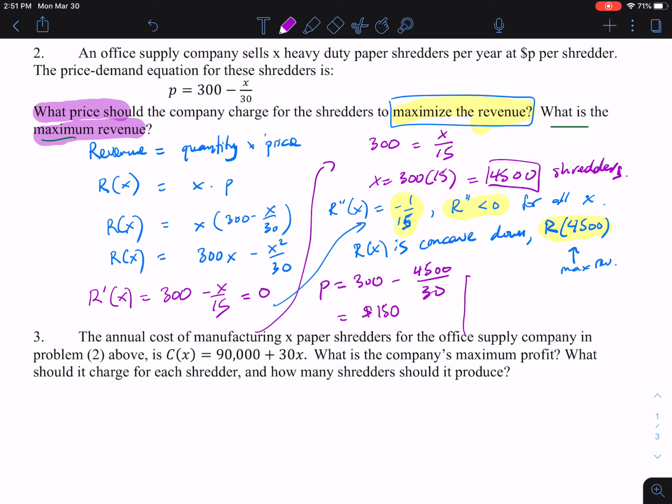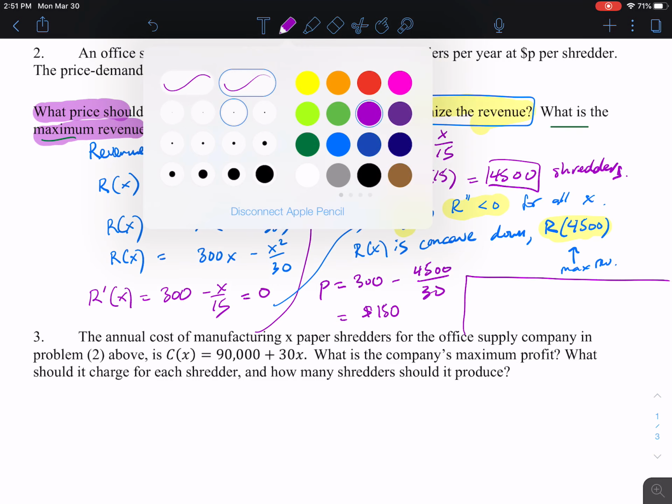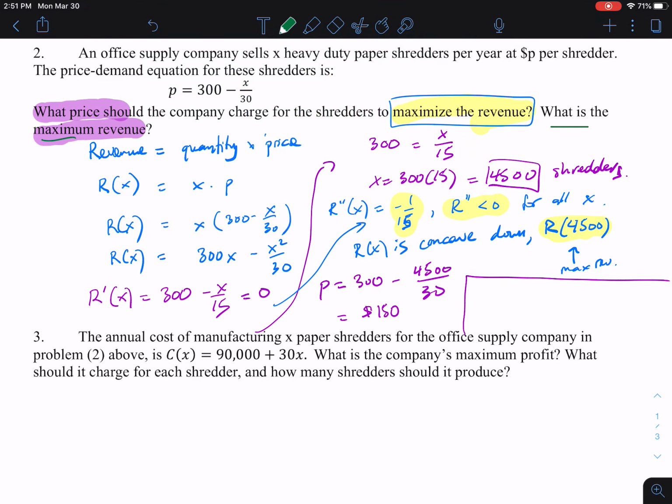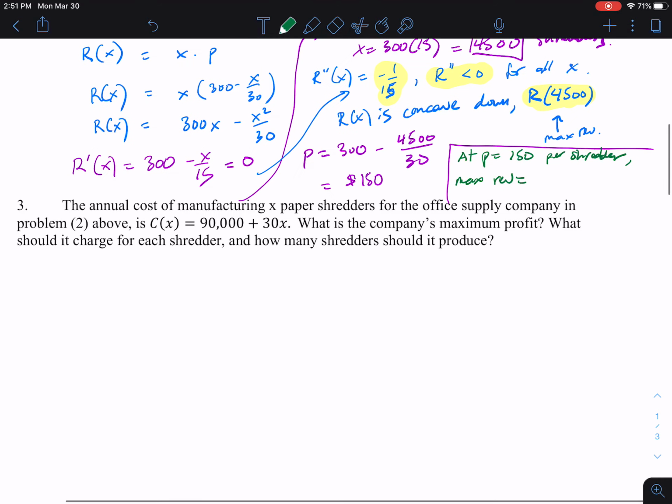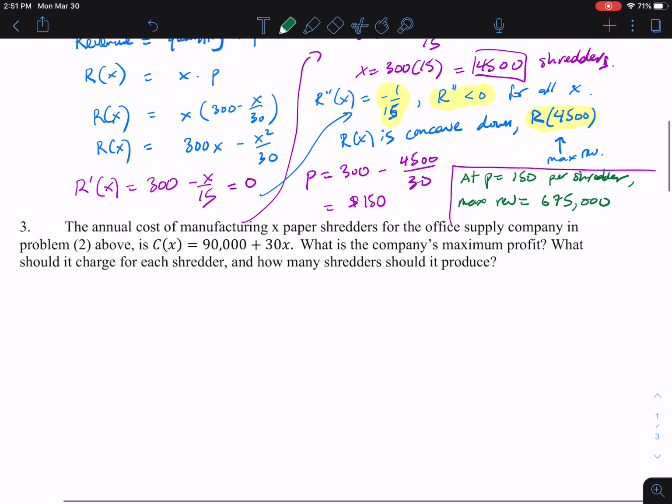So now we can say that, here's the answer. We can say that at price P equal to $150 per shredder, the company has max revenue of 675,000. And I think I've got that from plugging in. I think this could be wrong here. I think I want to do the math real quick here.